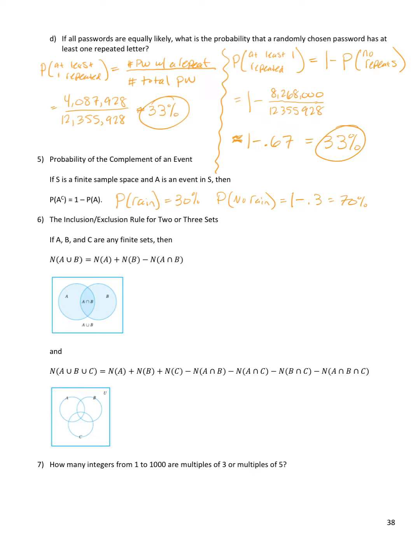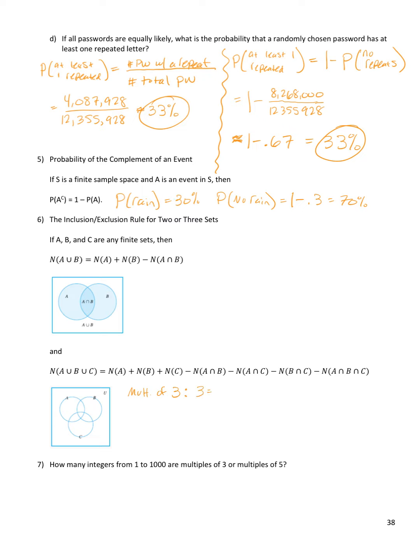Multiples of 3 or multiples of 5 from 1 to 1,000. Okay, so how many multiples of 3 from 1 to 1,000? I'm going to write up here. Multiples of 3. Okay, well, the smallest one between 1 and 1,000 is 3.